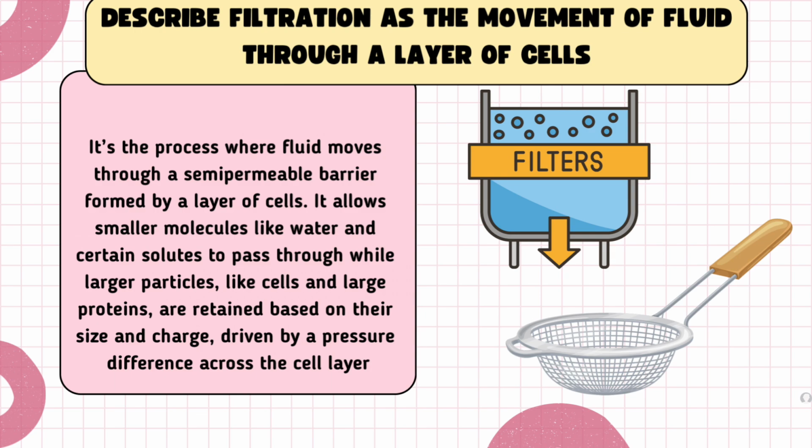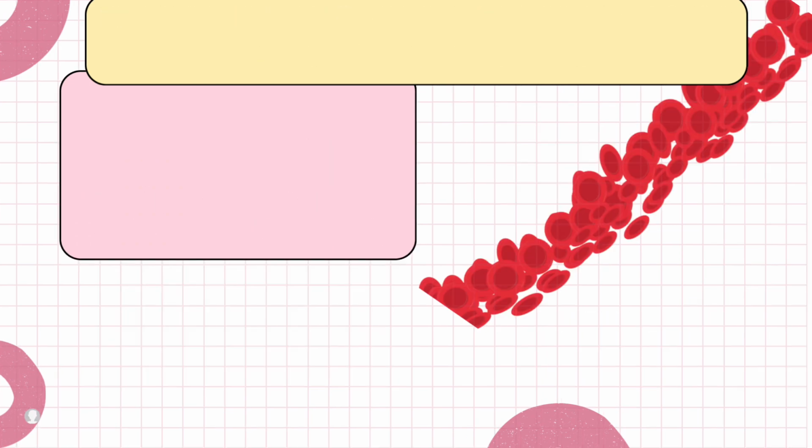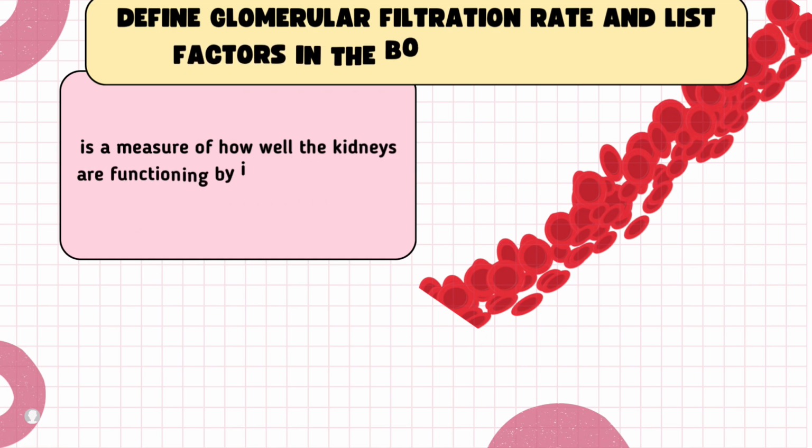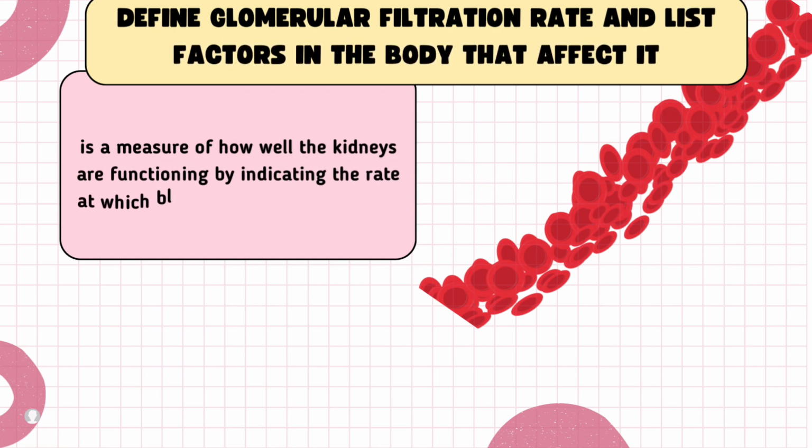A way to remember this is you can kind of think of it as a strainer you use in the kitchen to strain noodles or meat because it selectively filters the fluid passing through. All right, next we will define glomerular filtration rate and list factors in the body that affect it.